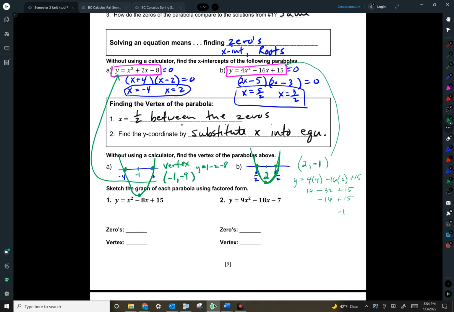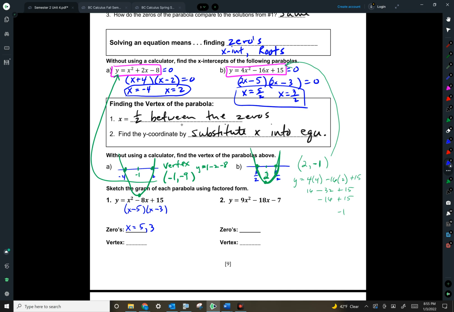It says sketch the graph of each parabola using factored form. Okay, so let's practice. First thing we do is we put it in factored form. So if I put this in factored form, I'm going to have x and x. I know they both have to be minus. In order to get 15, I know I need 5 and 3. Okay, so that means the zeros are at 5 and 3.